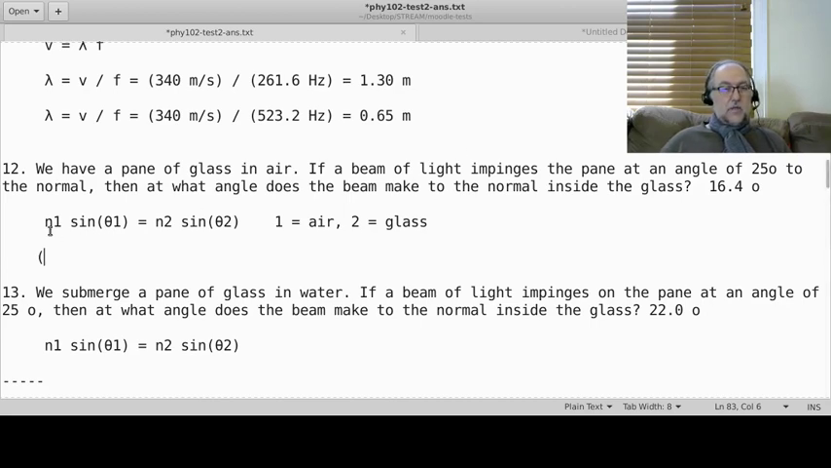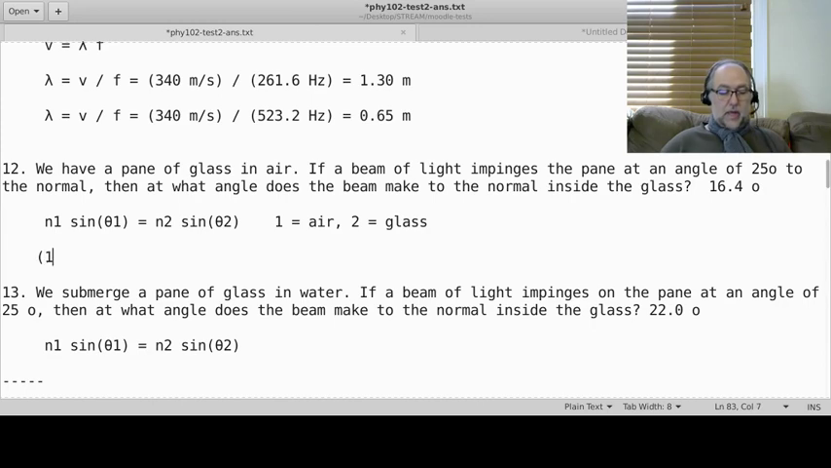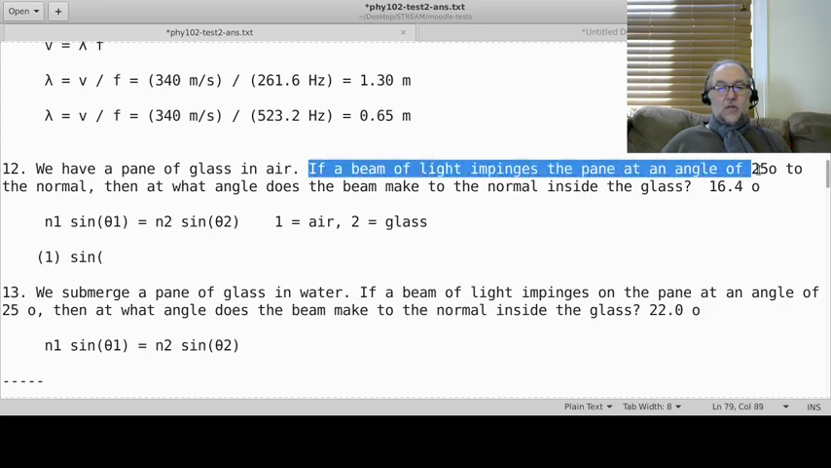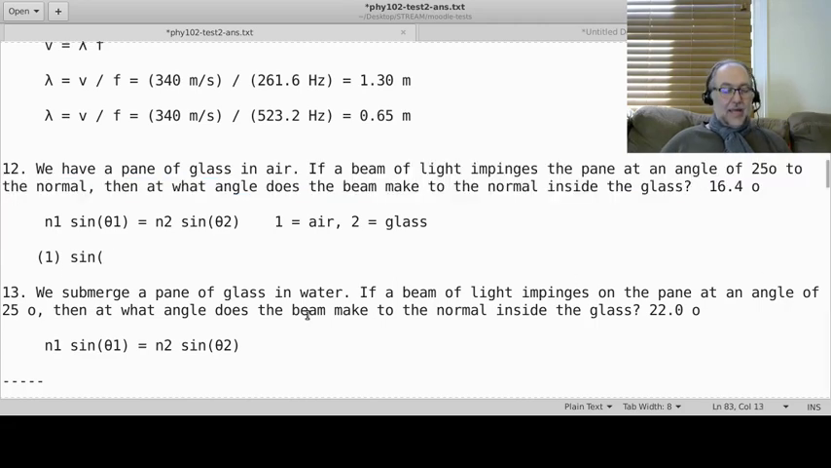So this is Snell's law here. N1 should be the index of refraction for air. I don't think I gave it to you, but you should know that that's 1. And sine of the angle that it makes in the air. Well, do we know what angle it makes in the air? If you read it carefully, if the beam of light impinges on the pane at 25 degrees to the normal, then what angle does the beam make to the normal inside the glass? So the 25 degrees is actually in the air.